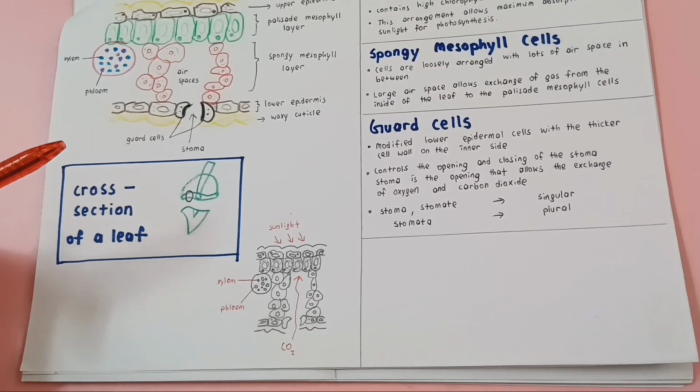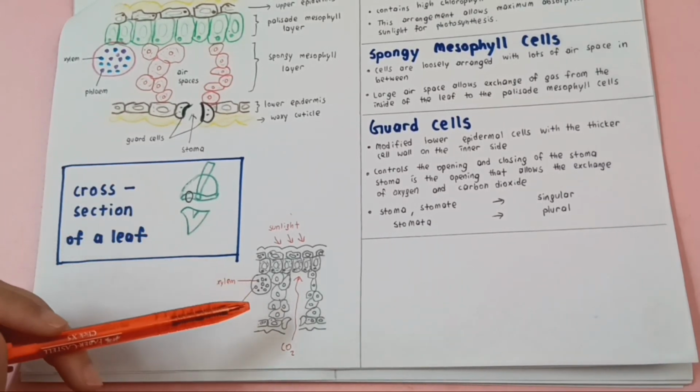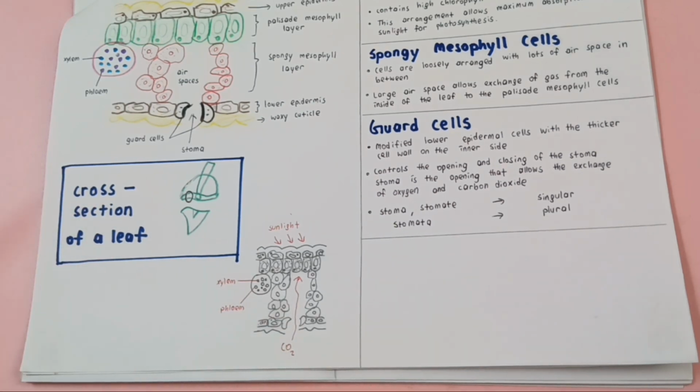So how do the palisade mesophyll cells, spongy mesophyll cells, guard cells, xylem and phloem work together in a leaf? The leaf is the site for photosynthesis. For photosynthesis to happen, it requires a lot of water and carbon dioxide. The water comes from the soil and is transported by the xylem to the leaf. How about the carbon dioxide? Where does it come from, and how does it enter the palisade mesophyll layer for photosynthesis to happen?